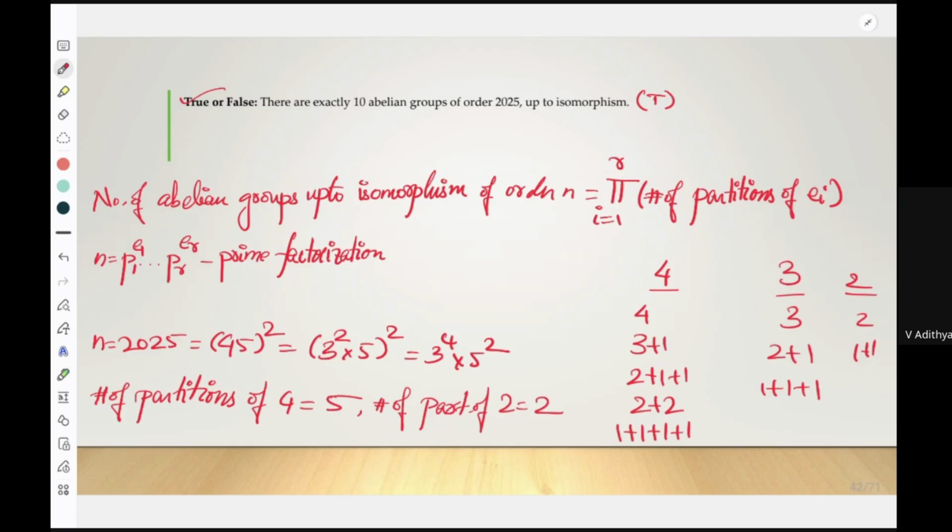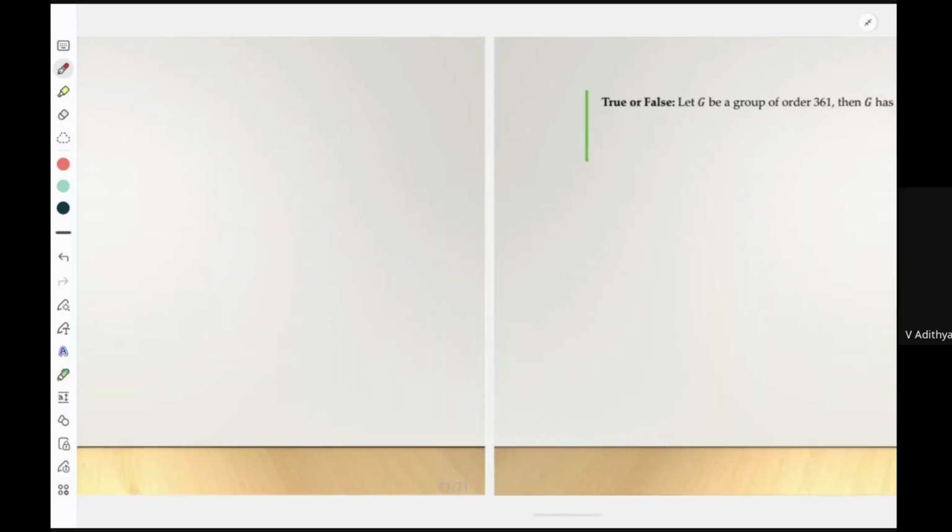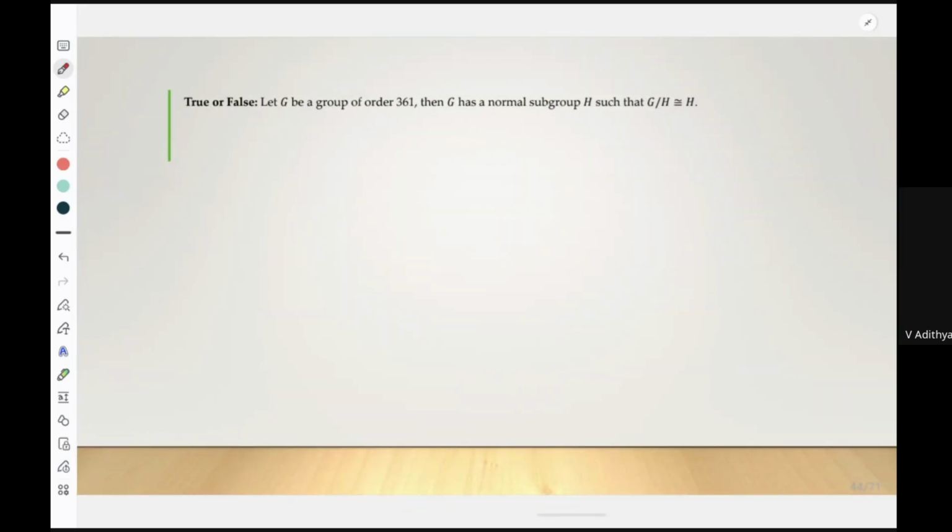So is this clear? Okay. Again, another true or false question. Let G be a group of order 361. Then G has a normal subgroup H such that G mod H is isomorphic to H. So how can we go about this question? Firstly, we will try to prime factorize 361.